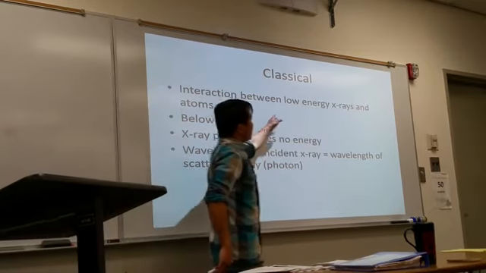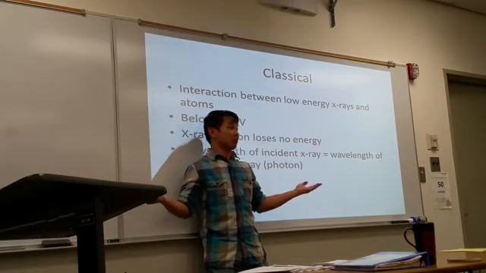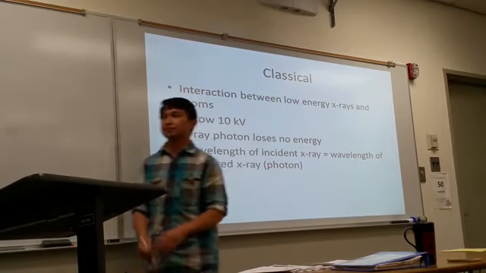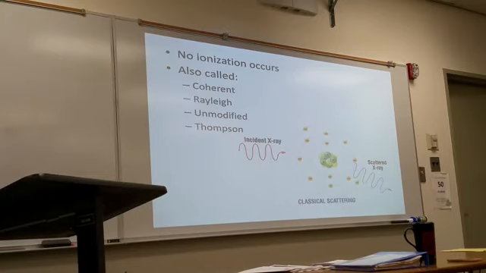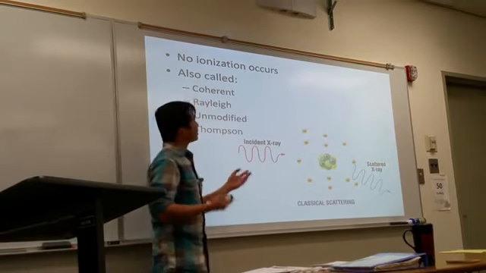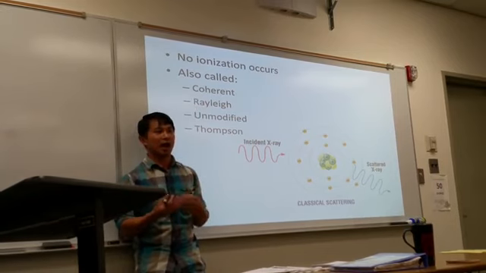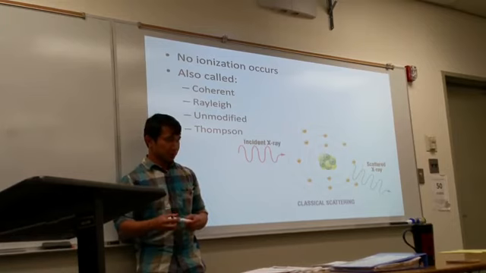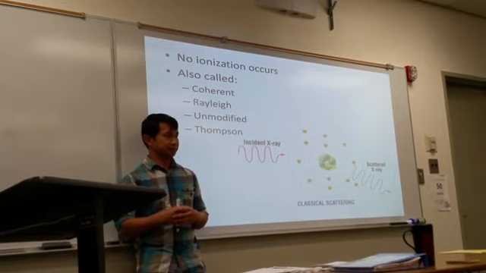So low energy here, what kind of wavelength does it have? Long wavelength. With classical, since the energy is relatively weak, it doesn't really have the energy to ionize anything. So there's no ionization that occurs with interactions of classical radiation.